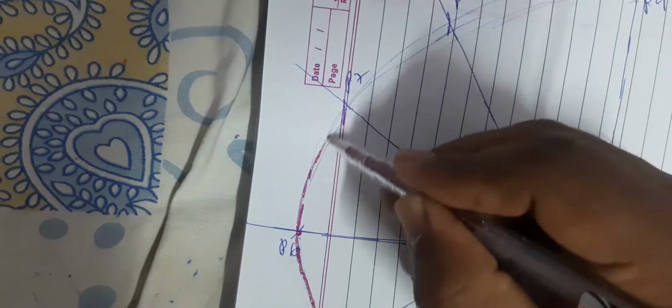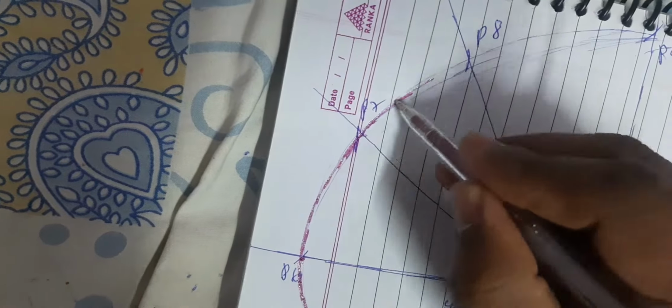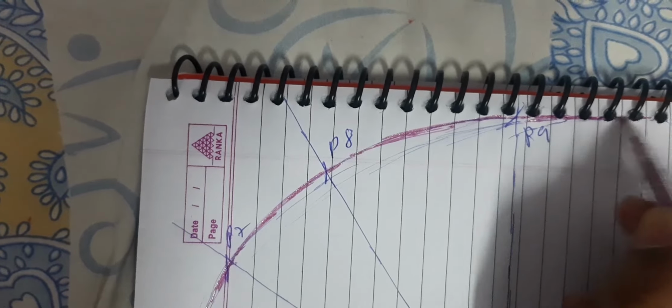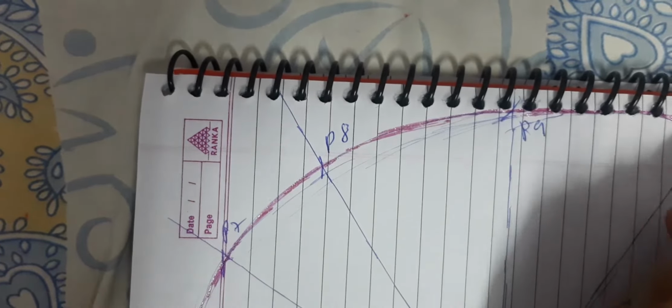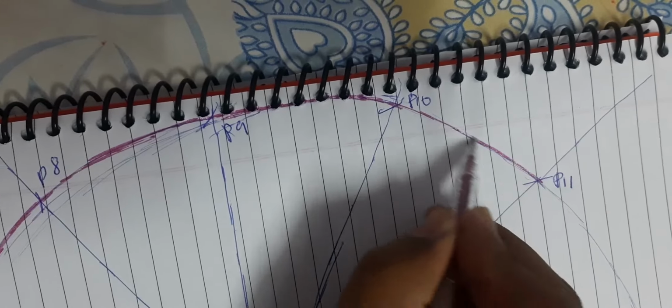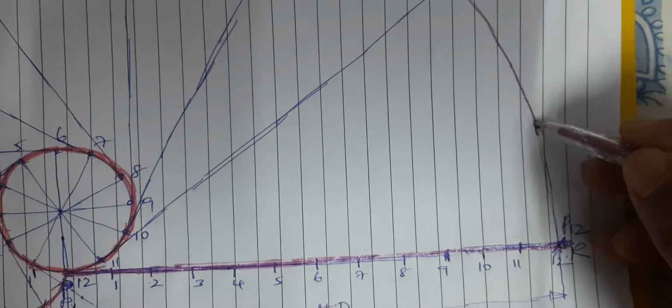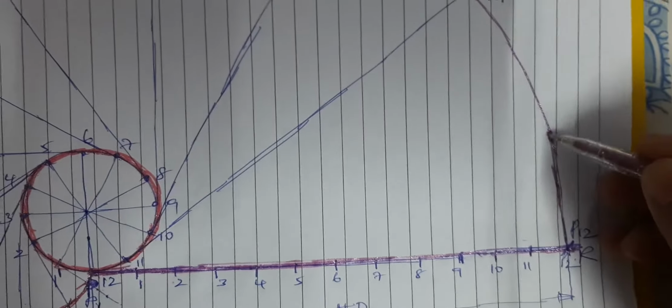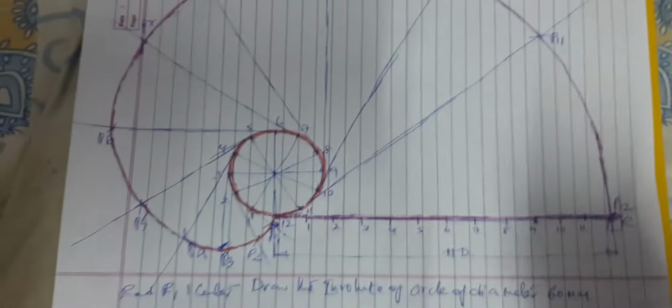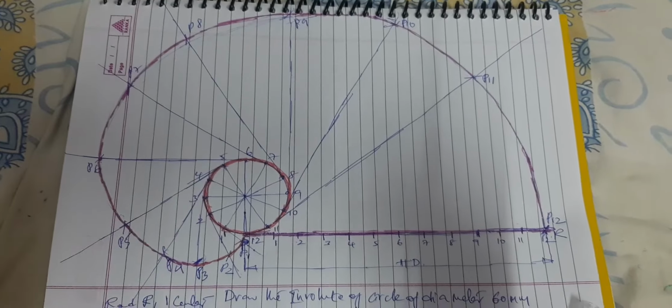The curve should be smooth. P6, 7, 8, 9, 10, 11, this one 12. So like this you need to draw the involute.